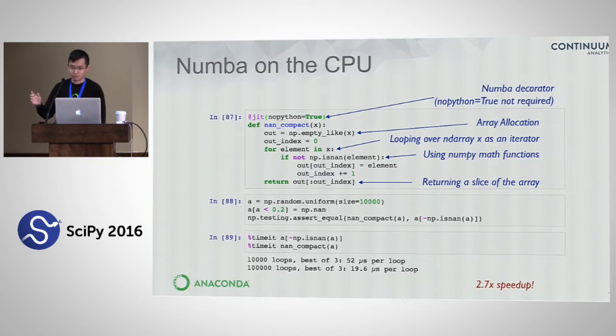And here is, once you add, even though it's machine code, you can still use their array allocation, the NumPy empty-like. You can iterate over your ND array. You are still using NumPy functions, but you are getting bare metal performance here.